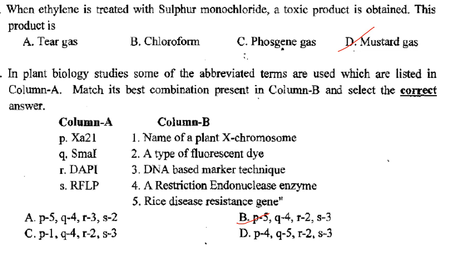In plant biology studies, some abbreviated terms are used which are listed in column A. Match its best combination present in column B and select the correct answer. XA21, that is rice disease resistance gene, P5. SMA1, that is a restriction endonuclease, Q4. DAPI, it is a type of fluorescent dye, and RFLP is restriction fragment length polymorphism. It is a DNA based marker technique. So answer is option B, that is P5, Q4, R2, S3.